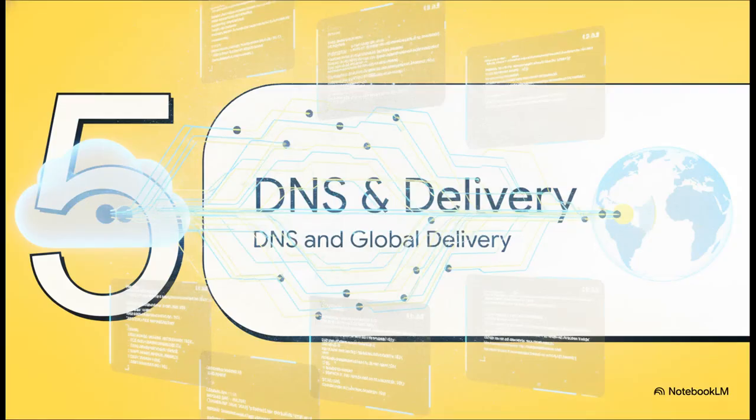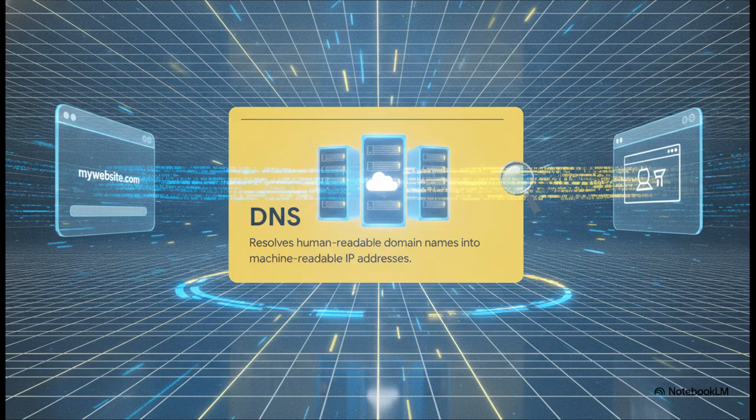Section 5. DNS and Global Delivery. To understand how we route humanity to our newly hosted servers, we need to break down DNS. The domain name system is basically the internet's ultimate phone book. When you type a human-readable URL like mywebsite.com, DNS kicks in to translate that alphanumeric name into the machine-readable IP address where your server actually lives.